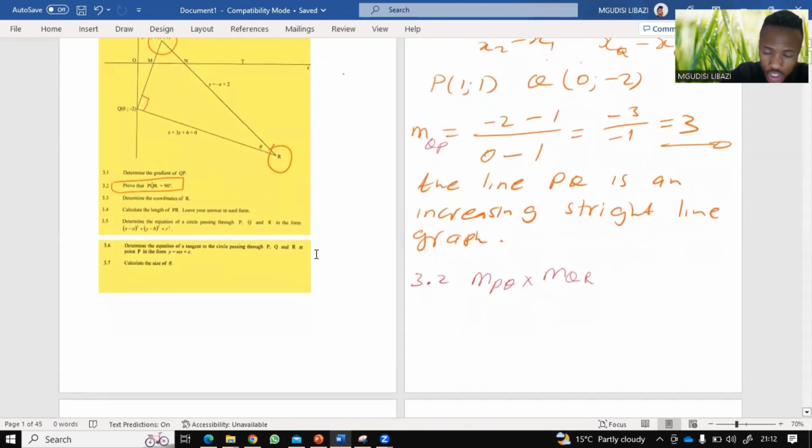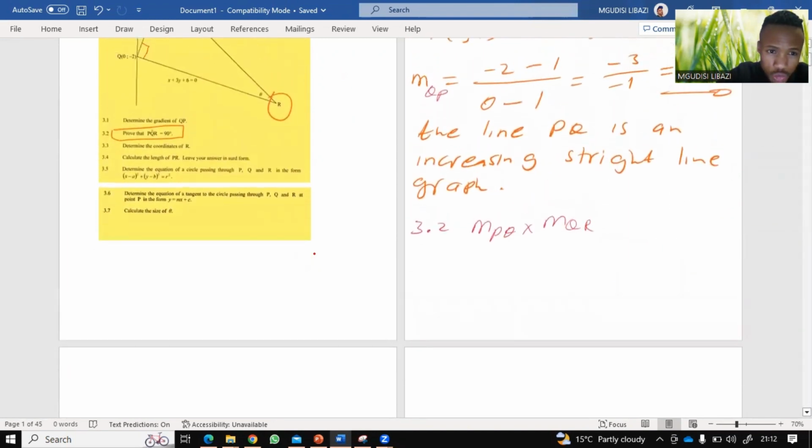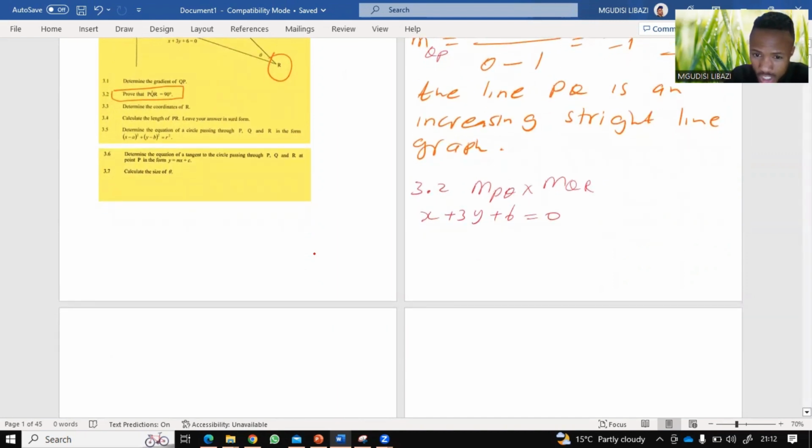We are given the equation for QR: x + 3y + 6 = 0. What we can do now is arrange the equation to say 3y = -x - 6, when we take the x to the other side and the 6 to the other side, they become negative.